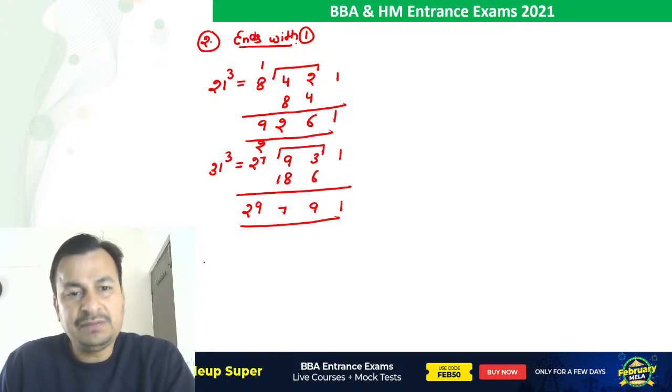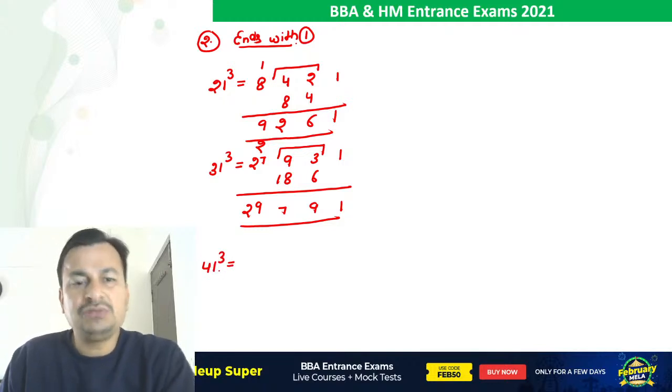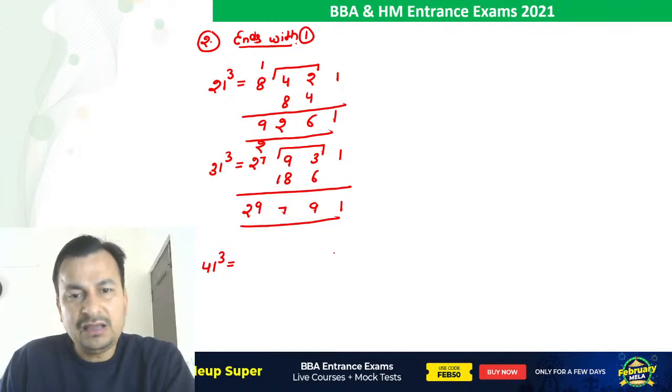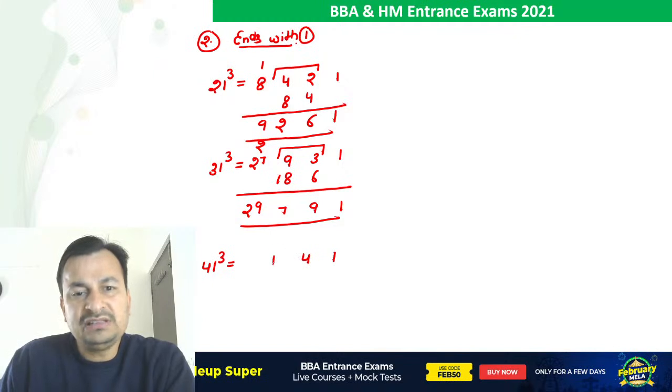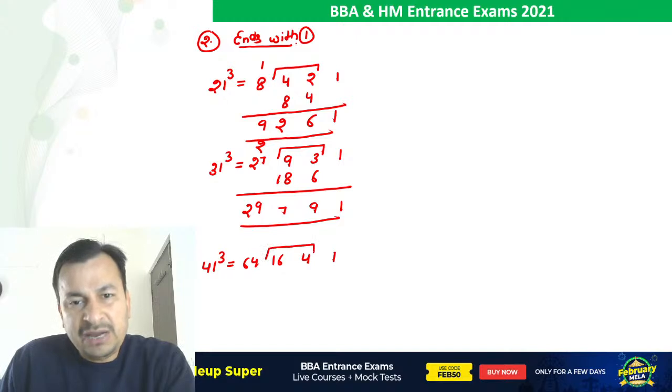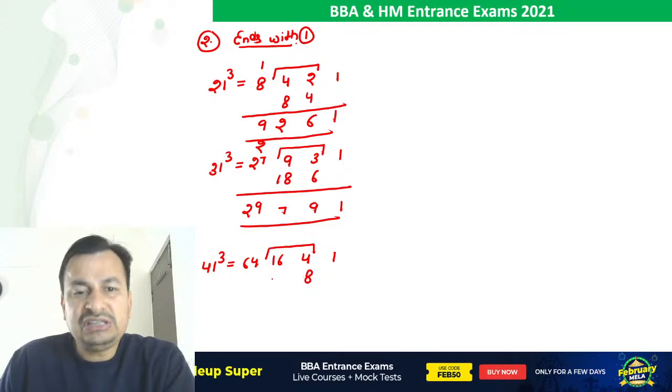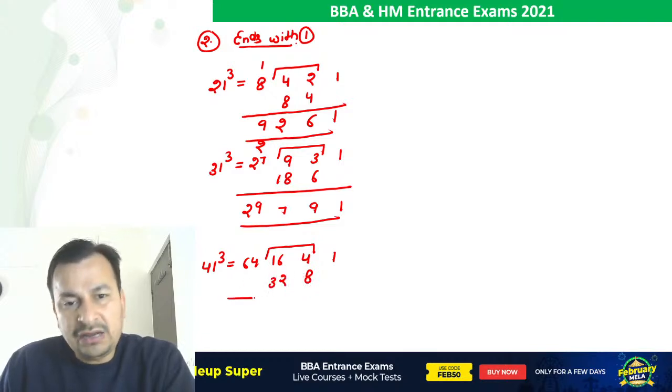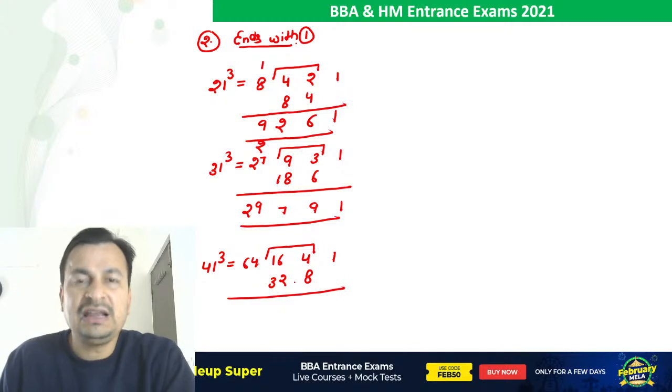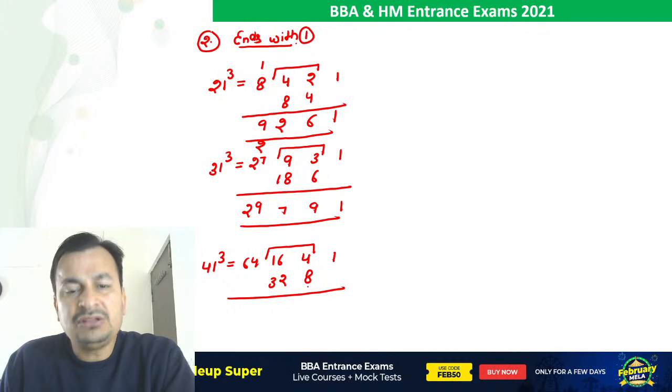I'll take one more example. If we want to calculate the cube of 41, what is the process to calculate the cube of 41? Again, from right to left, 1, then 4, square of 4 is 16, cube of 4 is 64. Now we will multiply by 2 these two middle values. 4 multiplied by 2 is 8, 16 multiplied by 2 is 32, and now we will simply add these two numbers. And as I told you, while adding, we will focus upon only the unit place number, the unit digit.